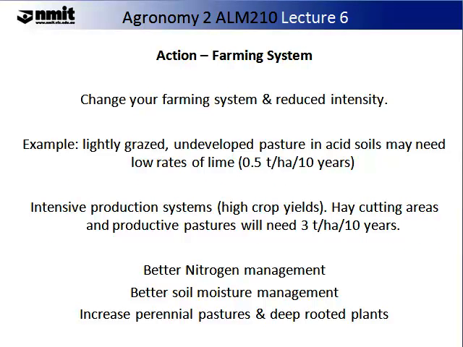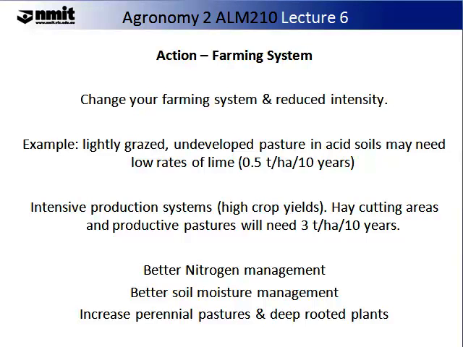Another advisable action to consider is your farming system. Can you change your farming system and reduce your intensity? For example, a lightly grazed underdeveloped pasture in acid soils may need a lime application as low as 0.5 tons per hectare every 10 years. Intensive production systems, high cropping yields, hay cutting areas and productive pastures will need 3 tons per hectare every 10 years. Therefore, management should be considered carefully.